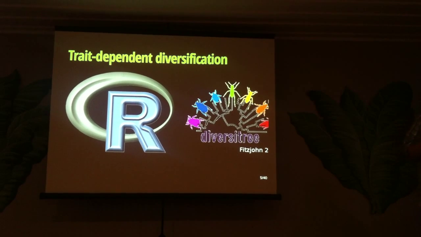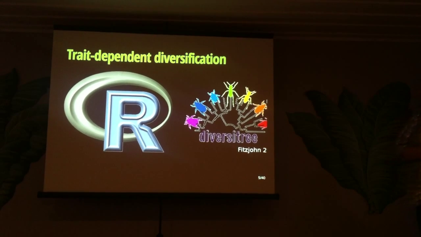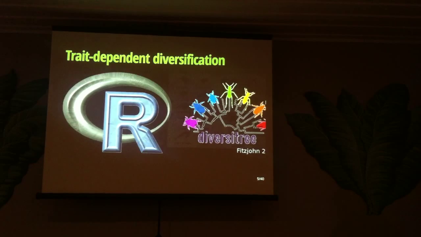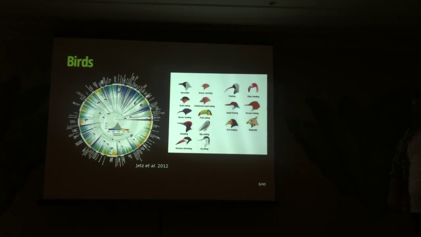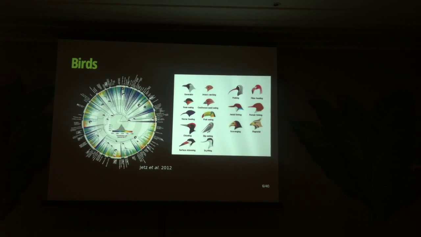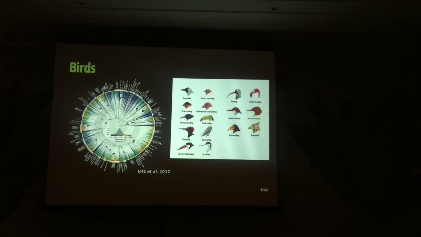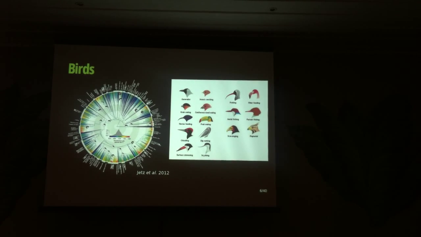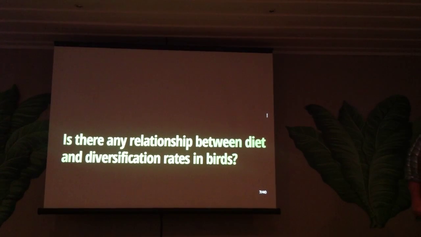To have some quality results about this influence, a group should have a very good diversity both in the number of species and in ecologies or morphologies or whatever type of trait we are dealing with. And that's the case of birds. So Jetz and collaborators published this comprehensive phylogeny a couple of years ago. It showed that birds have around 10,000 species with a lot of different morphologies, especially for the beak in this case, but a lot of different ways of dealing with their food. What led us to ask: is there any relationship between diet and diversification for this group?